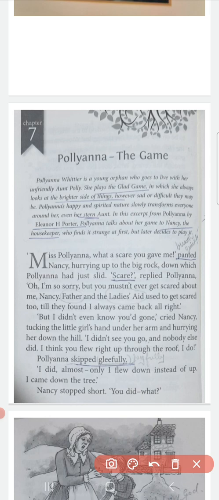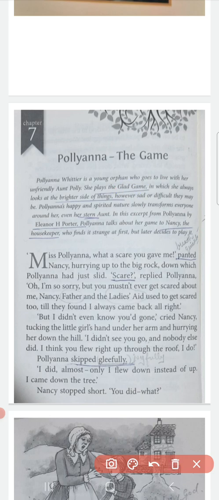Now, who plays the glad game? She plays the glad game in which she always looks at the brighter side of things. Pollyanna plays it. Glad game means a kind of emotional game where you just see the brighter sides, always seeing the positive things. Only positive, nothing negative. If you have found something bad, you will find something good in it and bring that out. Am I clear? So that is called the glad game.